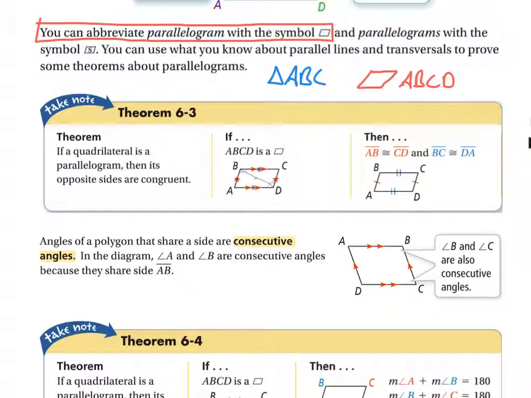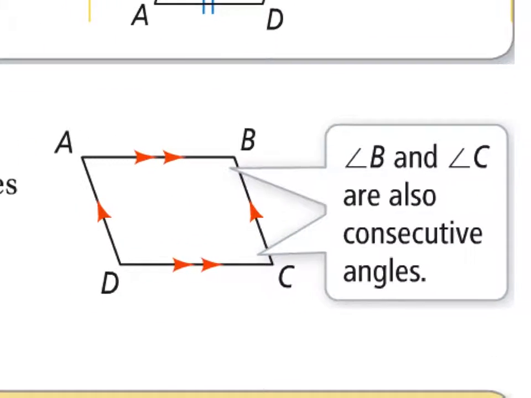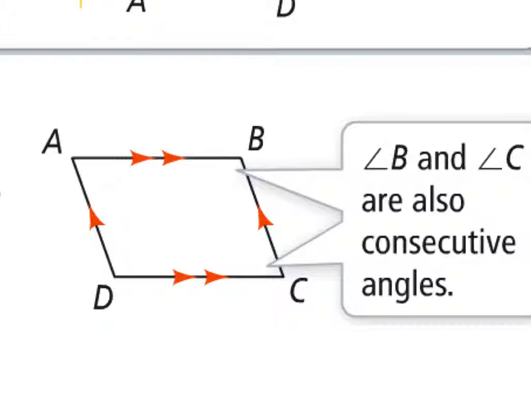All right. So let's say we have more stuff here. We know that the angles of a polygon that share a side are consecutive angles. We've talked about consecutive angles before. So if we share a side, like angle B and angle C, if you look at those, you can tell that those two angles are not congruent. How do I know? Well, I know because angle B is obtuse. Angle C is acute. So they can't be the same angle measure. But they're called consecutive angles.